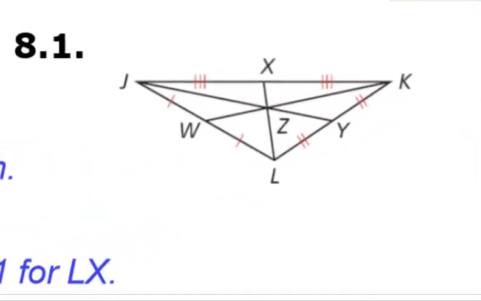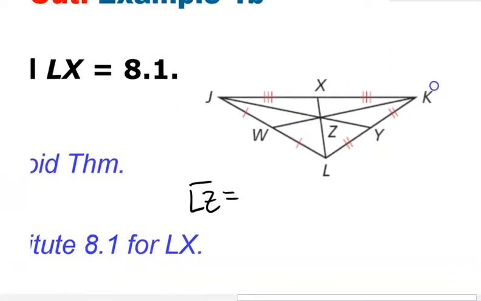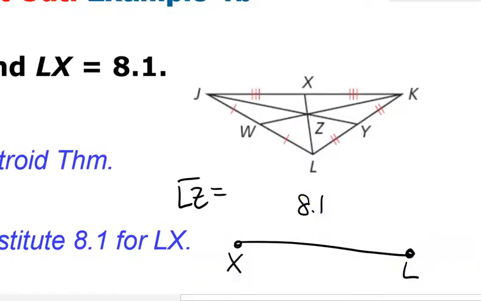Okay, this time we're trying to find LZ. And we have the LX. LX, the whole thing is 8.1. This is Z, okay, so XZ from the side to the center is the 1/3 part. LZ, the angle to the center, would be my 2/3 part.